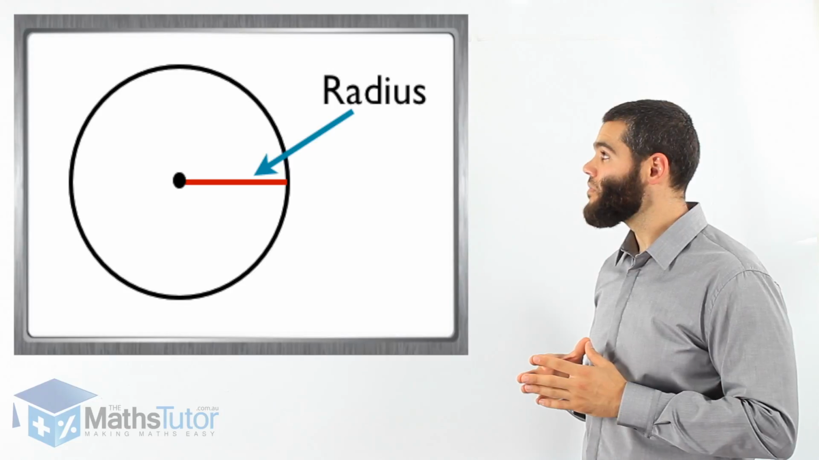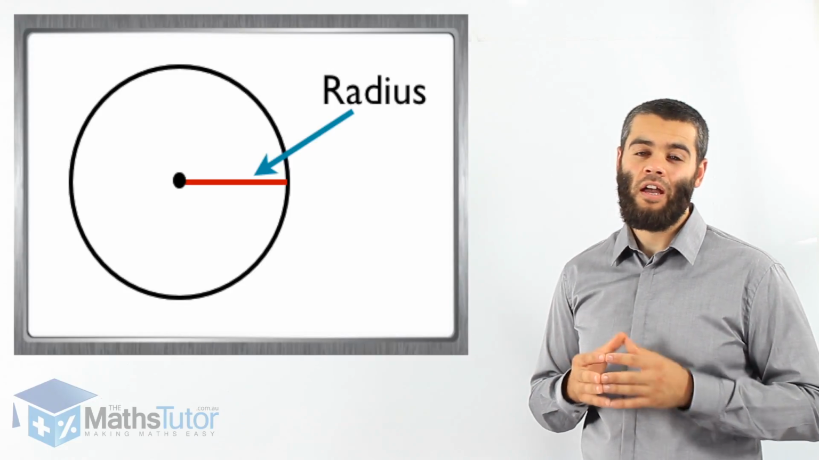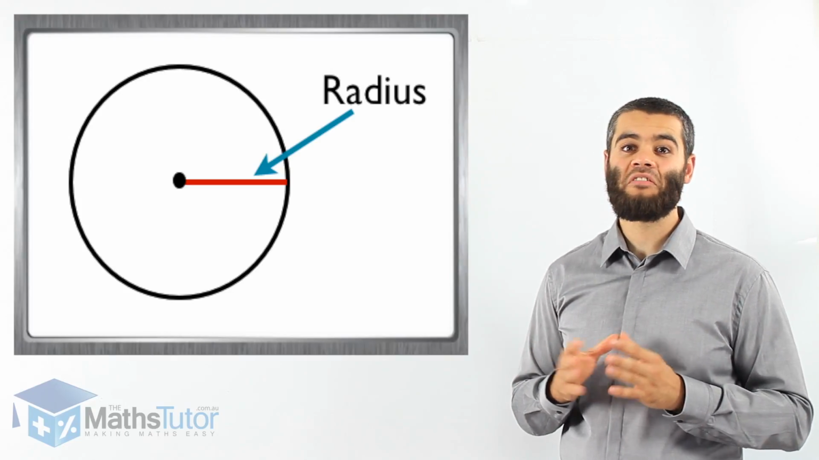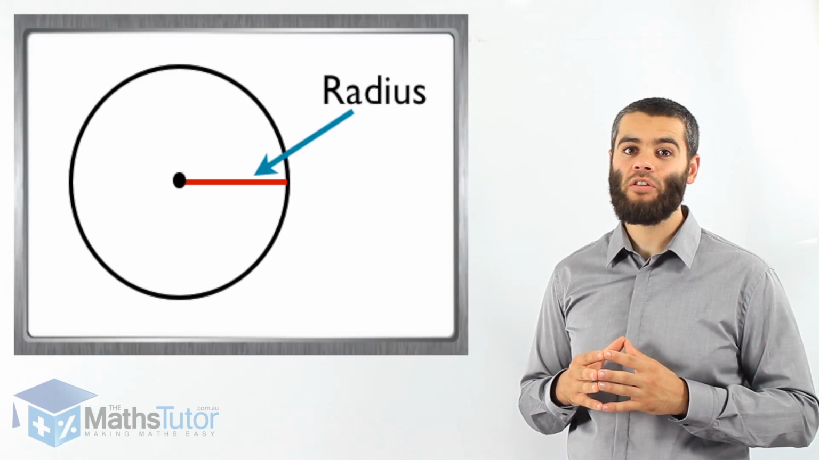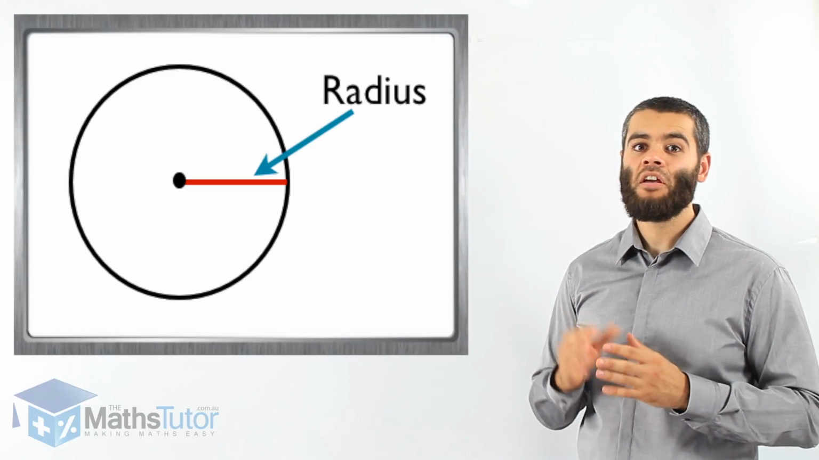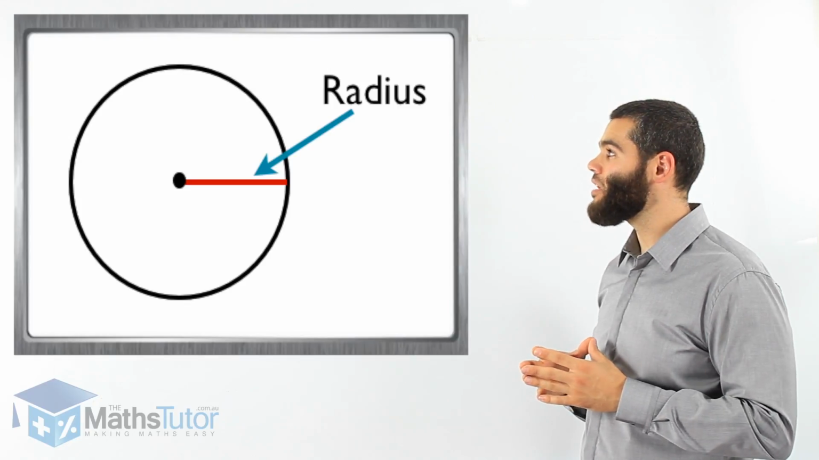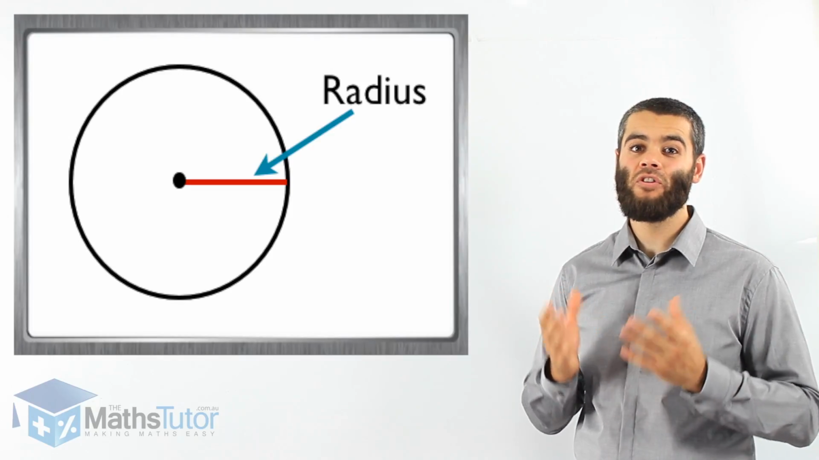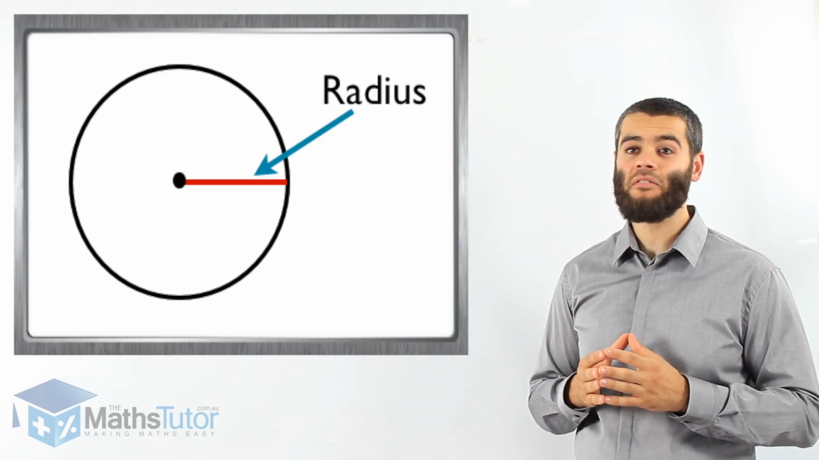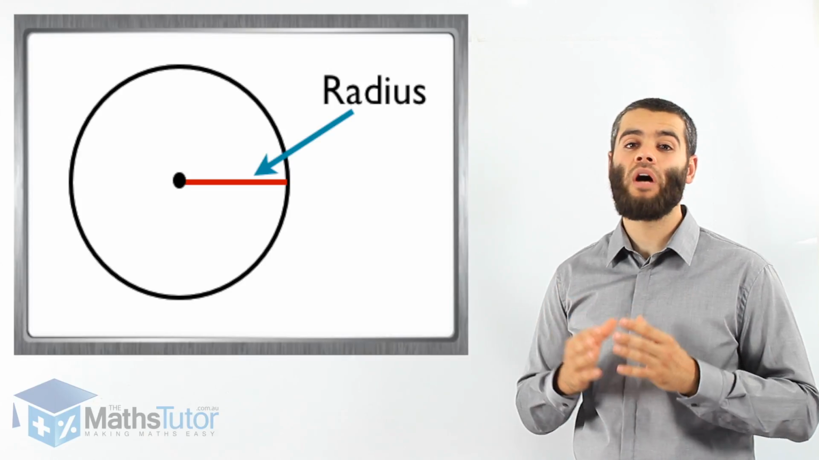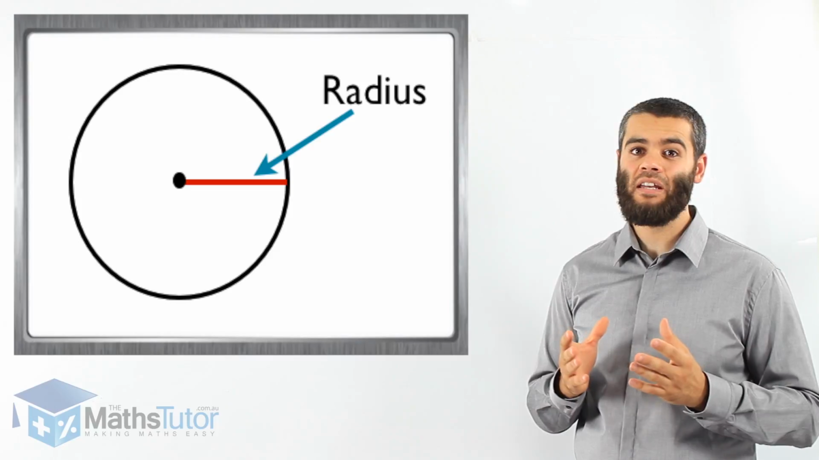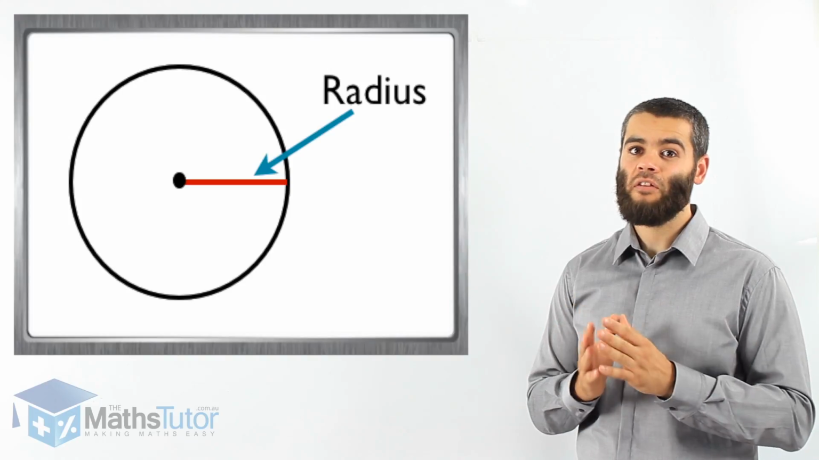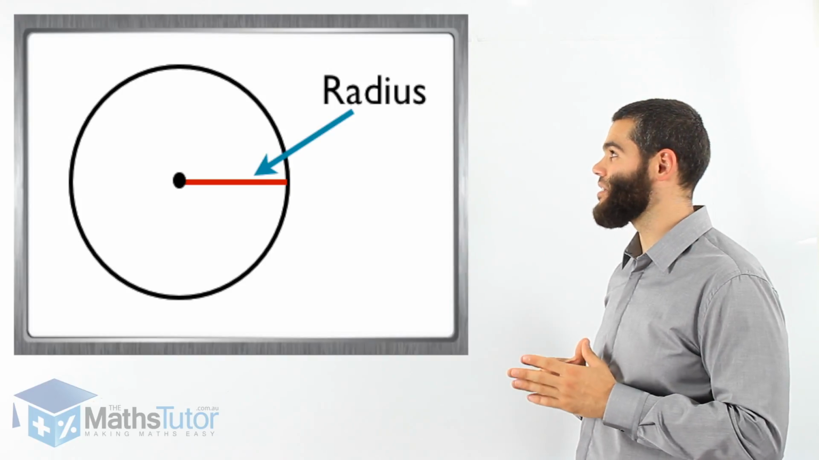The other part is a radius of a circle. A radius of a circle is basically a line or an interval that goes from the center of the circle to any point on the actual circle. So the radius starts from the center and touches any point on the circle. It is half the diameter. So if the diameter was 5 centimeters, the radius will be 2.5 centimeters. If the diameter was 10, then the radius will be 5. If the diameter was 20, then the radius will be 10. Very important, the radius is half the diameter.